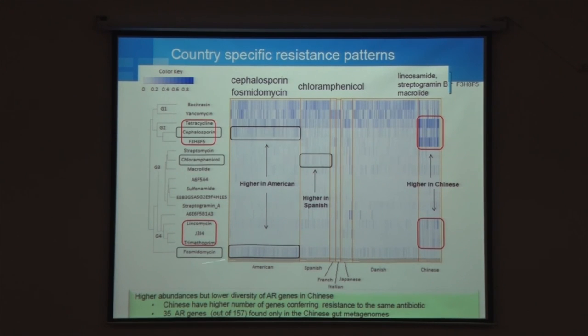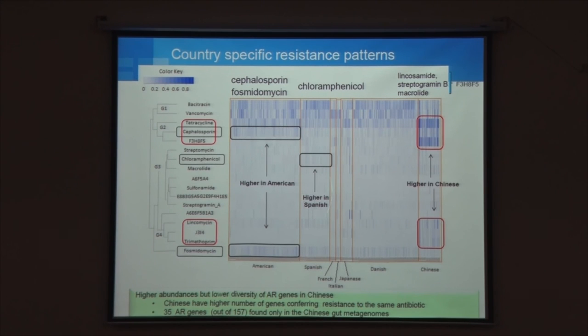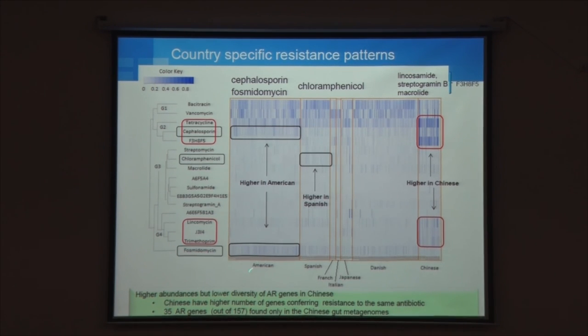This is the pattern of the country-specific antibiotic resistance. So Americans had, so these are the two, cephalosporin and fosfomycin, are the two drugs to which the antibiotic resistance observed in the Americans is really high.